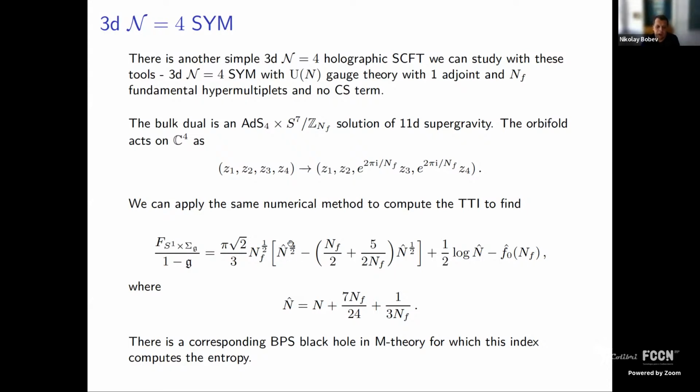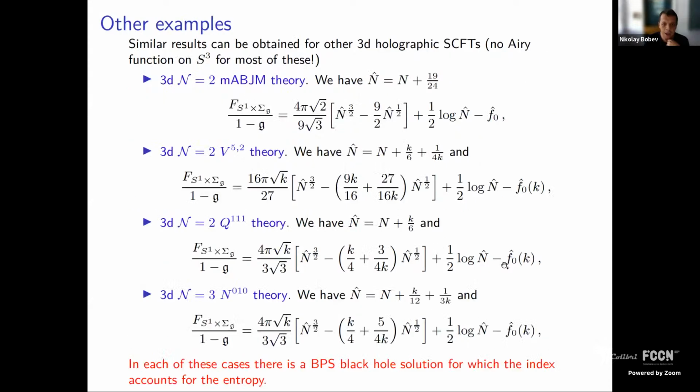And again, I have 4 terms: N to the 3/2, N to the 1/2, log N, and a finite piece. And the N that appears here is a shifted version of N. And again, the shift depends on the rank of the orbifold in a certain way. And again, for all of these things, I can give you a black hole in M theory, and the leading order term at least matches the entropy. We've also computed the subleading order term, but the log N has not been computed from the bulk. And this story keeps on giving, okay?